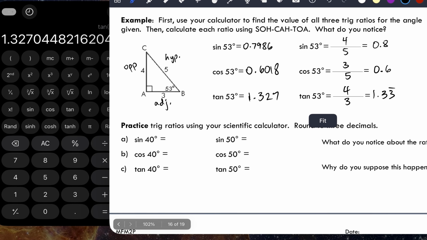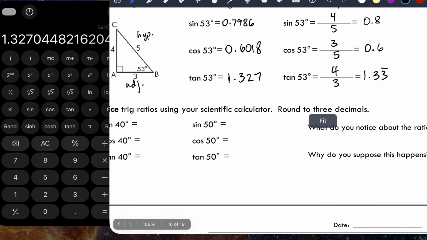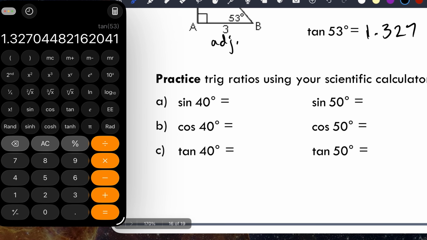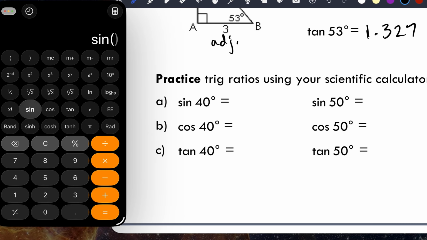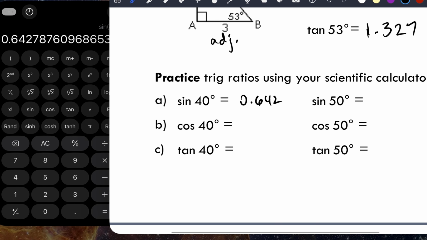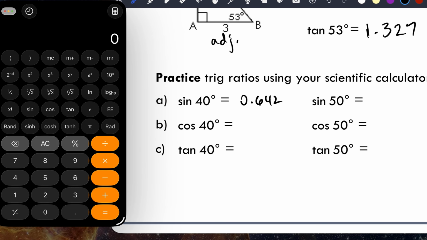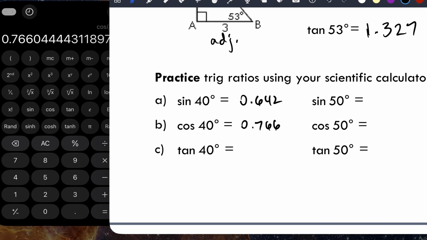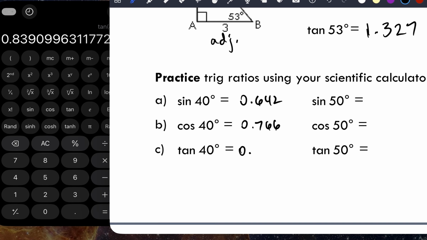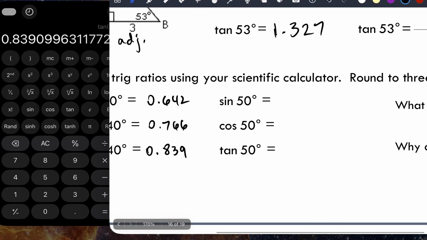So practice using your scientific calculator to calculate the trig ratios. Sine of 40, you could do that. Sine of 40 is 0.642. Cosine of 40 is equal to 0.766. And then the tangent of 40 is equal to 0.839. Okay, so 3 decimals is good enough.